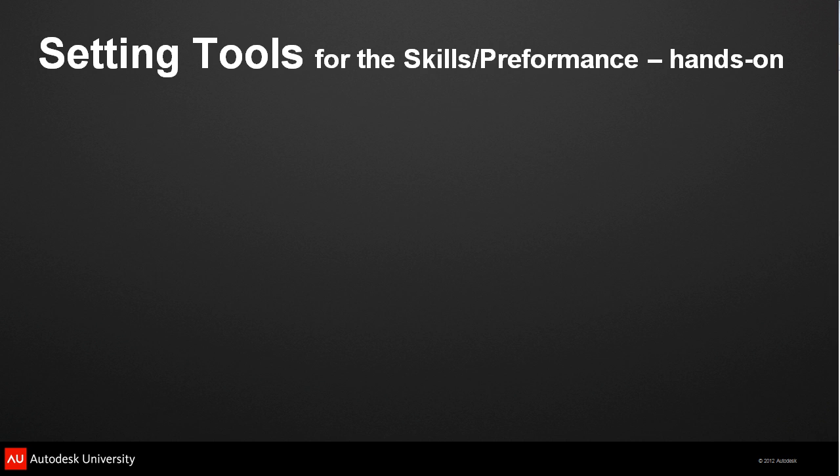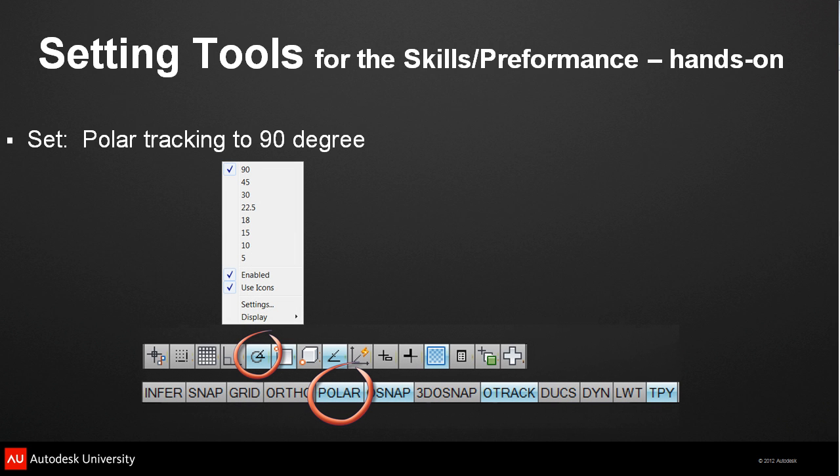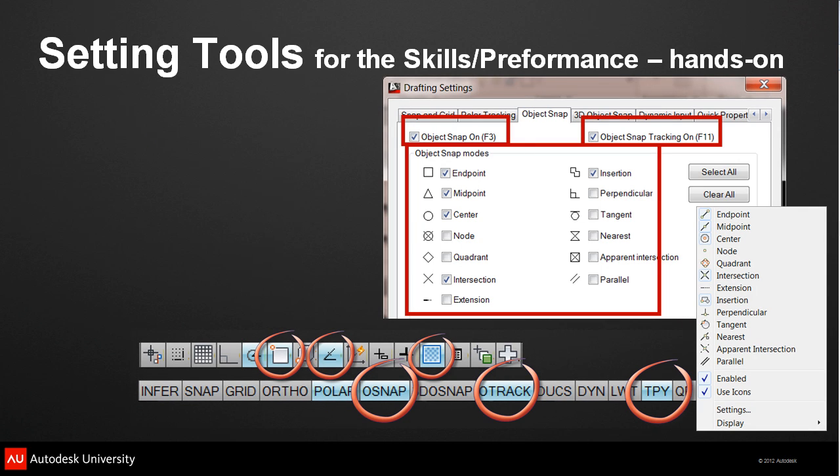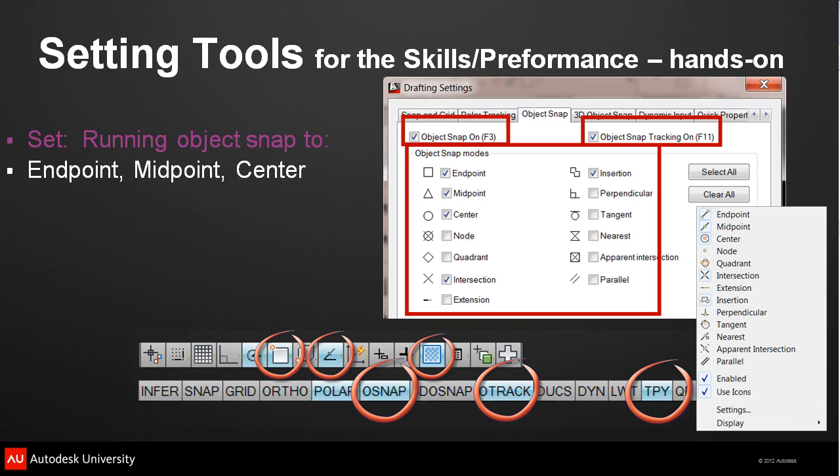Let's set the tools for the skills performance hands-on portion of the exam. The first thing you can do is go in to set polar tracking to 90 degrees. Now, whether you use the icons or the words in the status area, you can do a right click to set it to 90 degrees. Next, go in and set your running object snaps. Make sure you turn on object snap, and then set your object snaps to endpoint, midpoint, center, intersection, and insertion. And make sure your object snaps are turned on so you can use those 5 as running object snaps.